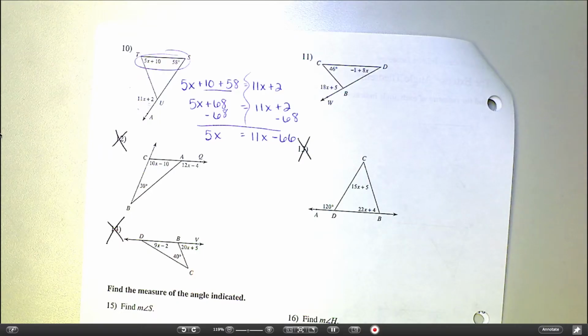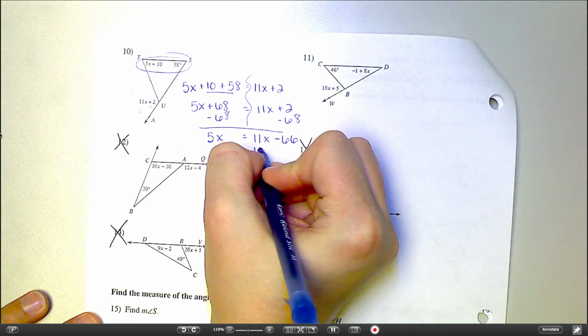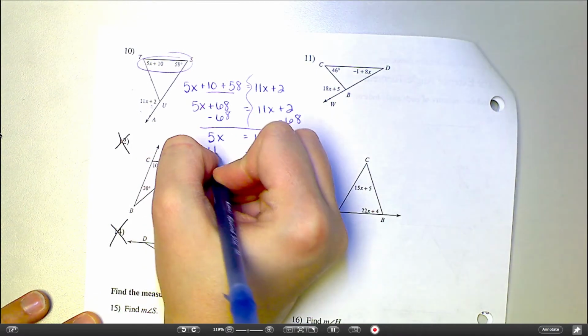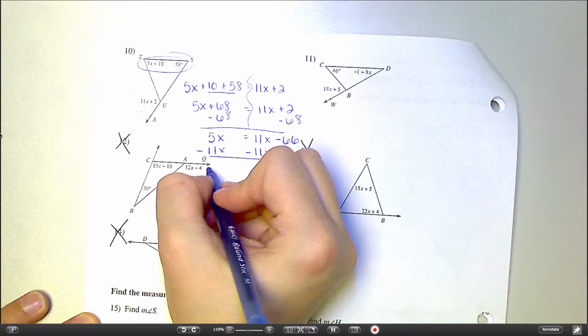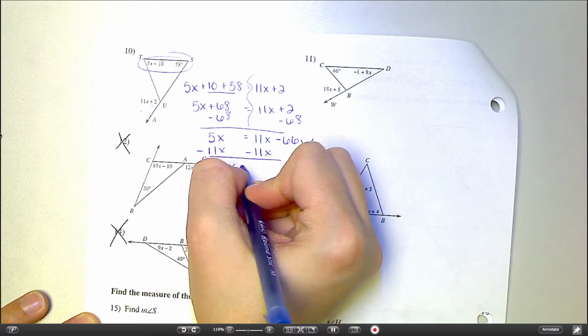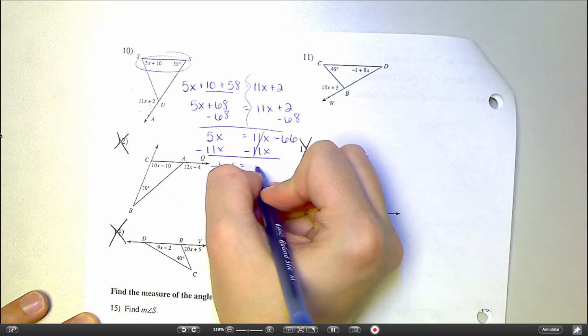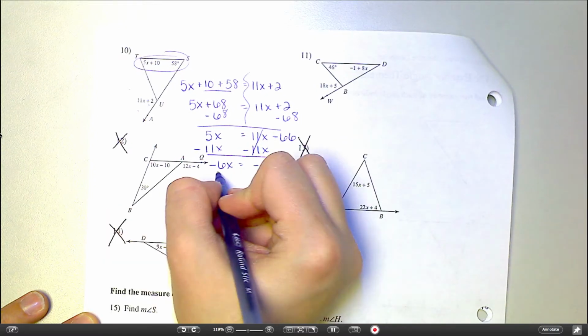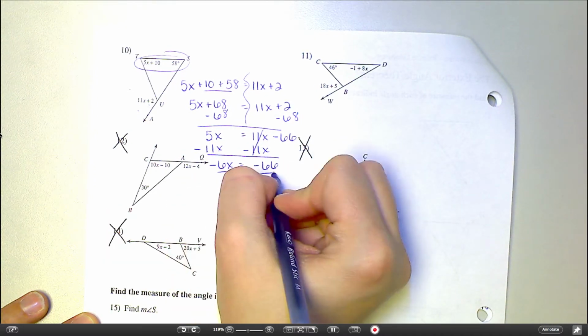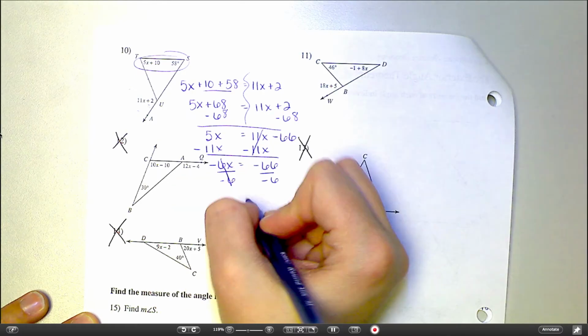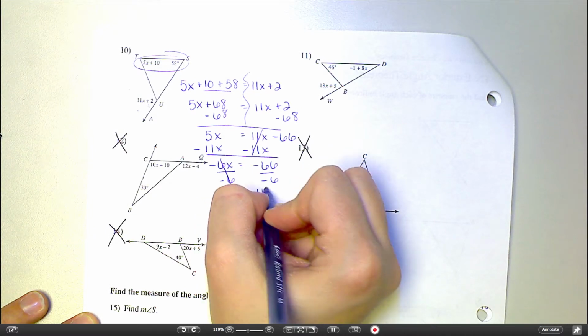Is that 11x positive or negative? So how do I undo that? How do I get rid of a positive? Minus. Good. So I'm going to minus 11x, minus 11x. Okay, so negative 6x equals negative 66. Divide by negative 6, and x equals 11.